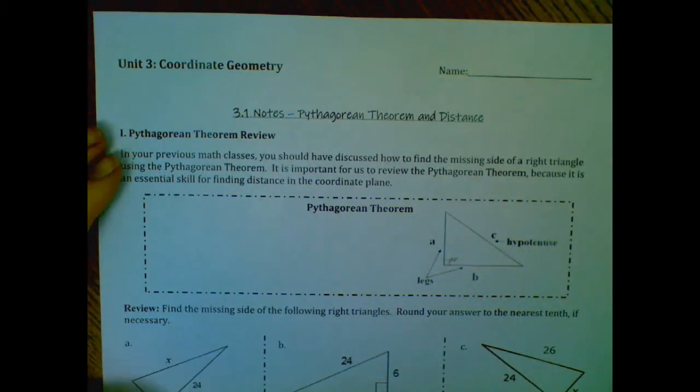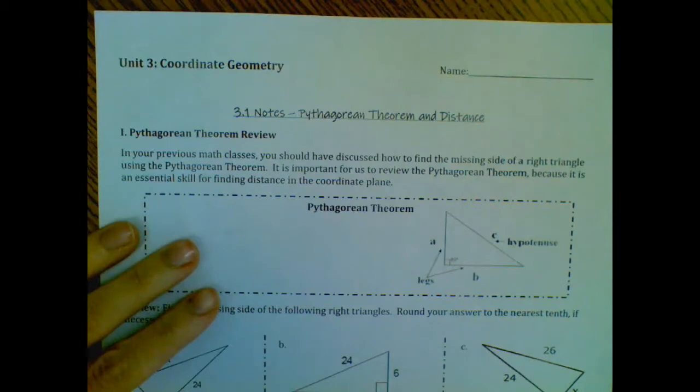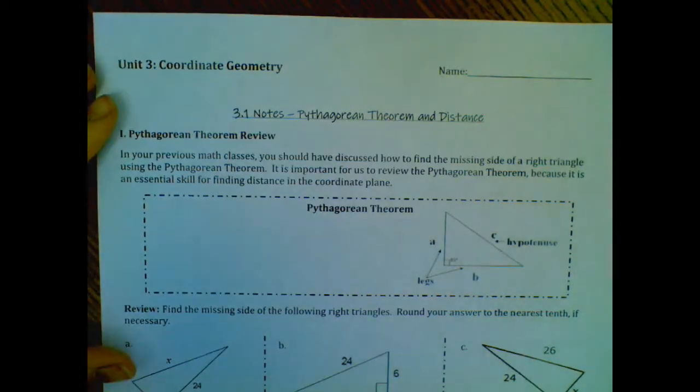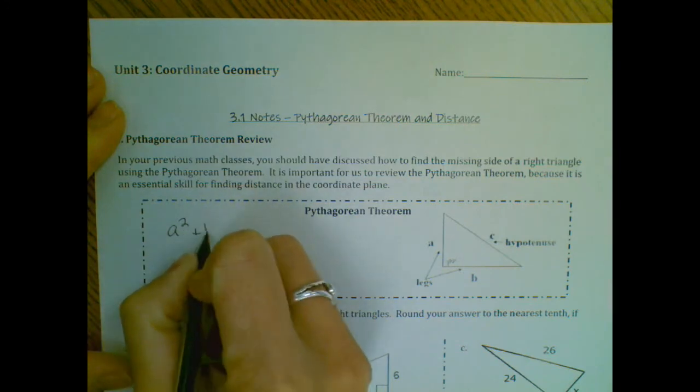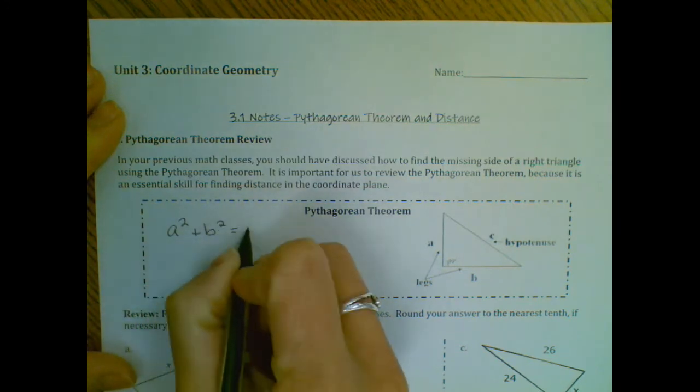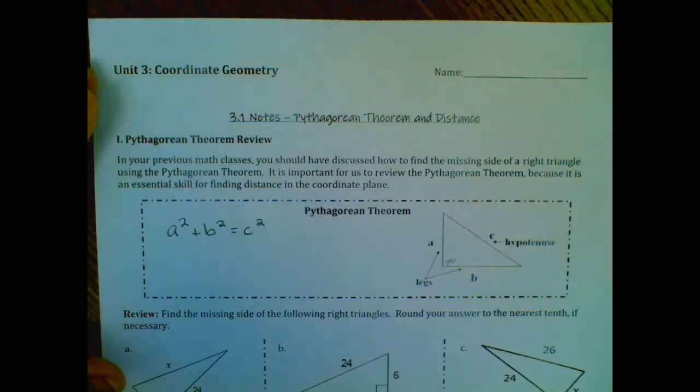Okay, group, so we are on 3.1 notes, Pythagorean theorem and distance. So Pythagorean theorem review very quickly. Hopefully you should know a little bit about the Pythagorean theorem. The Pythagorean theorem is a squared plus b squared equals c squared.